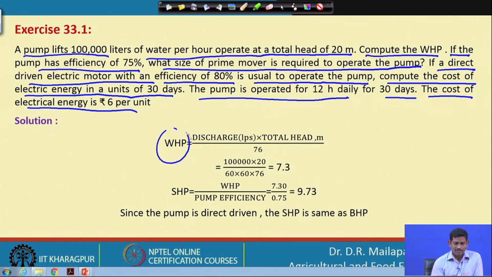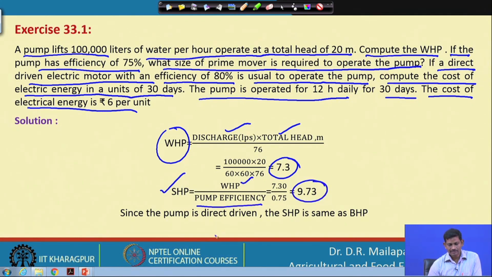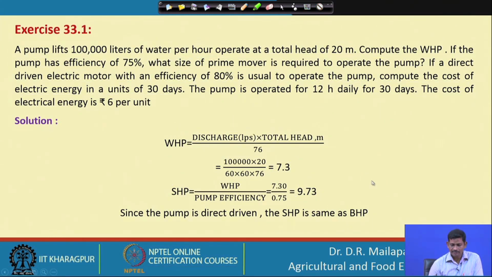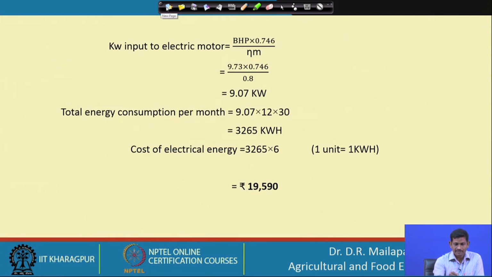So, we know the water horsepower is equal to discharge into head by 76, you get 7.3, and shaft horsepower is water horsepower by pump efficiency, you get SHP. Since the pump is direct driven monoblock, this will be BHP. So, knowing the BHP, you can find out IHP.